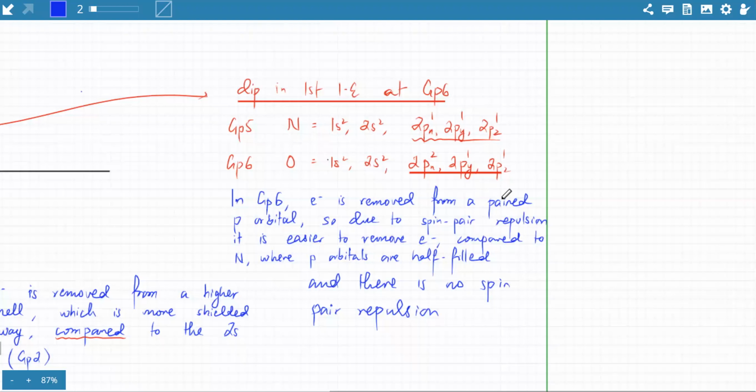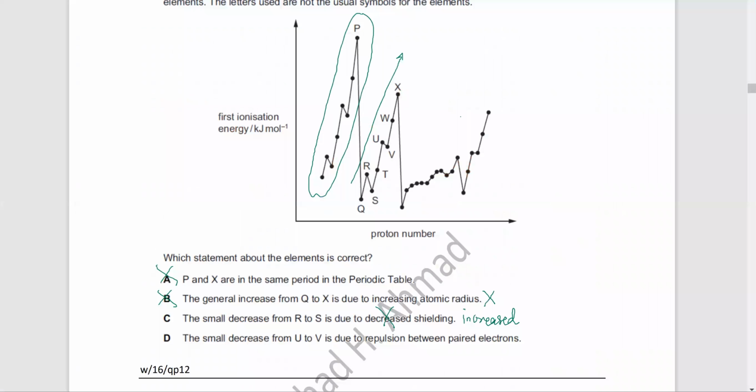Okay, so electrons are removed from a paired P orbital. So due to spin pair repulsion, it is easier to remove electrons. The two electrons would be repelling. That's why at group 6, you have a dip. It becomes easier to remove electrons. So this statement is going to be correct. The small decrease, there's going to be a dip at group 6. And why is it? Because of repulsion. So option D is correct.